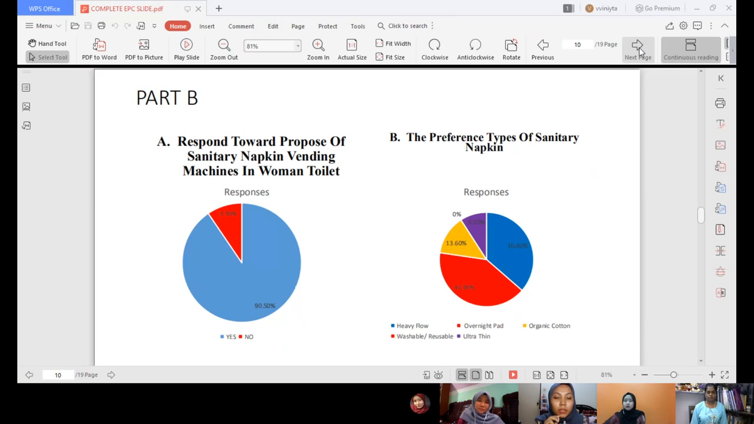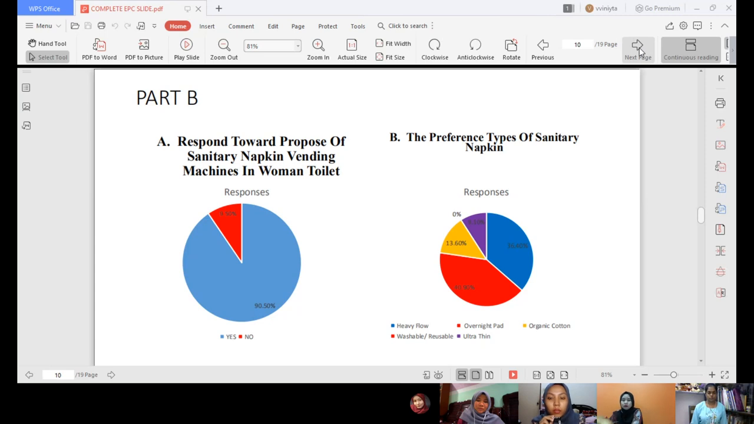for pie chart A, the respondents were asked about their response to our sanitary napkin vending machines in the women's toilet. 90.5% responded yes, because they feel this will help them when they urgently need sanitary napkins due to unexpected situations. Okay, the second pie chart is the preferred type of sanitary napkin.